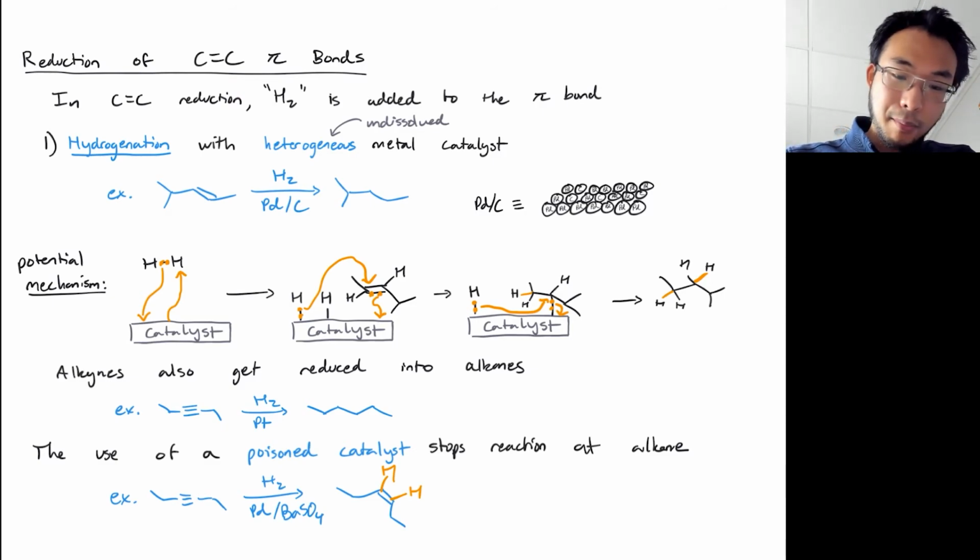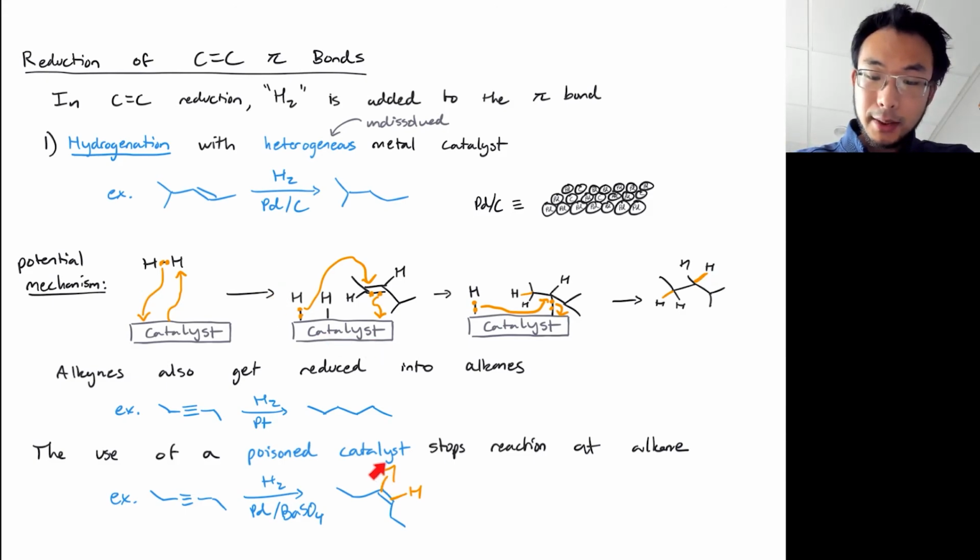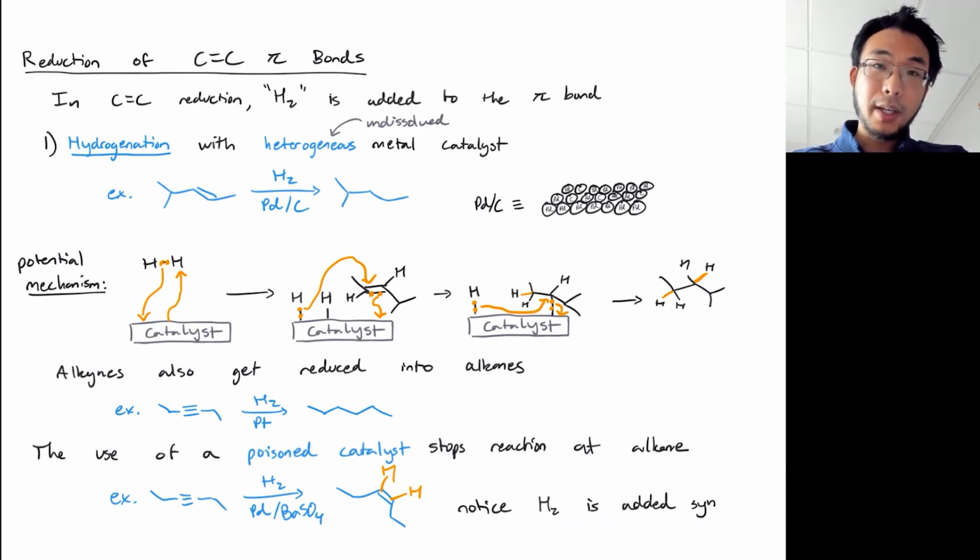Notice that because of the mechanism of the reaction up here, the addition is happening syn, so the 2 hydrogens of H2 gas are adding to the same side of the alkyne, thus resulting in a Z alkene. So again, this is a syn and stereospecific reaction.